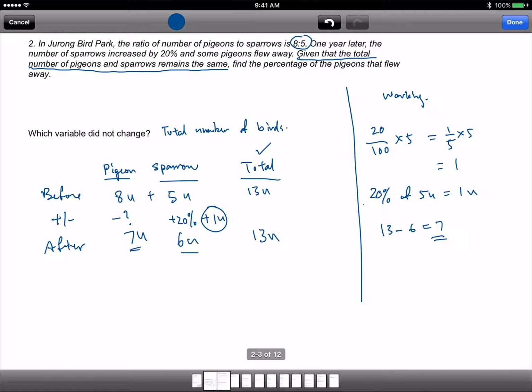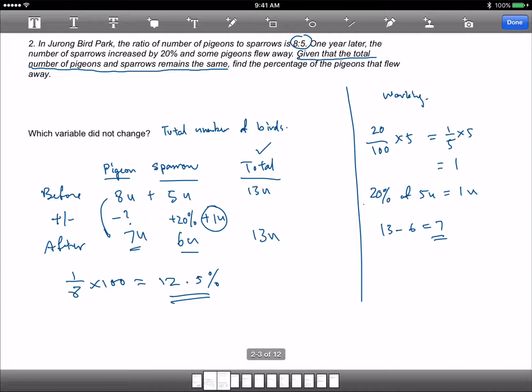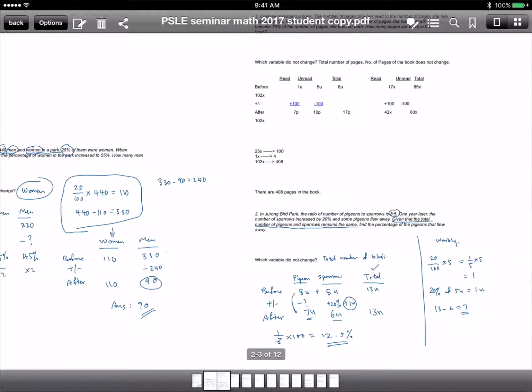So now the question is this: find the percentage of pigeons that flew away. Percentage of pigeons that flew away. Now I know that 1 unit flew away, so it is 1 out of 8 multiplied by 100. Answer is 12.5%. Right? So that's the percentage of pigeons that flew away. Next question.